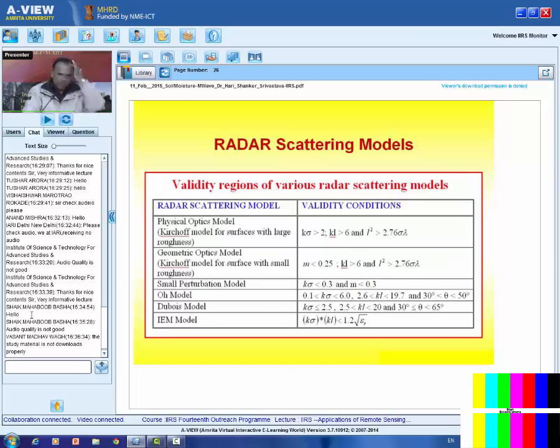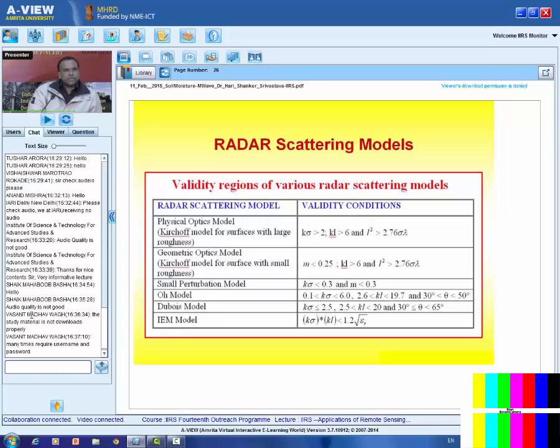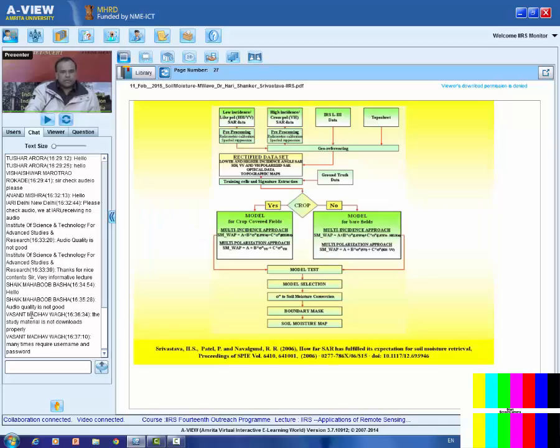Now we can also go for scattering models, radar scattering models. But there is a problem with these models. We cannot apply these models over a very large area due to change in distribution of surface roughness, and moreover these models have their own applicability range. So although these models give very good results for an area which is under controlled condition, for a very large area, say some 10,000 square kilometer or more than 20,000 square kilometer area, it is difficult to apply these models.